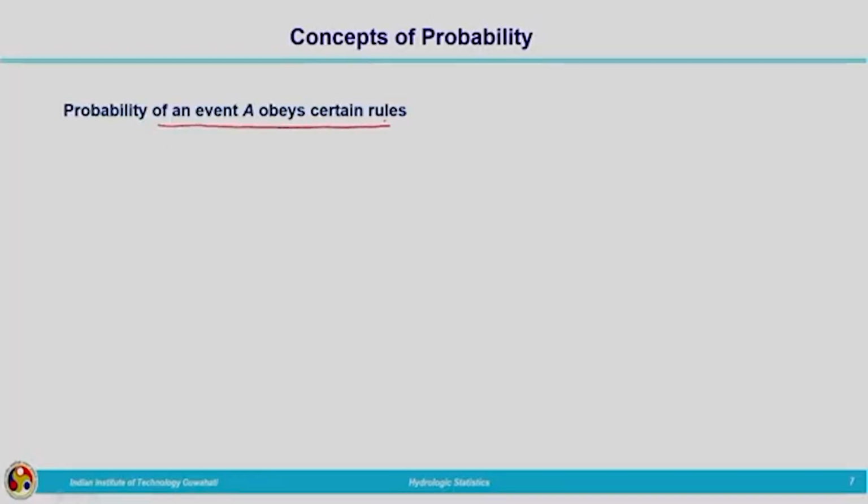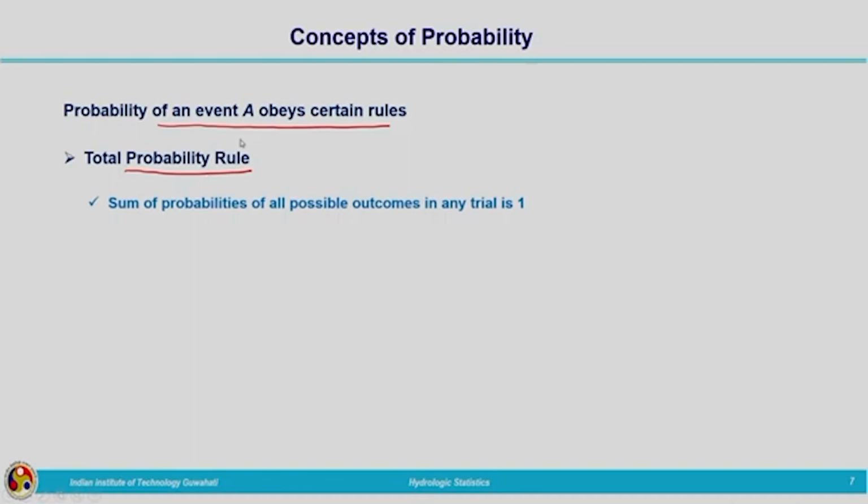Now for carrying out the analysis, we need to be thorough with the different rules of probability. Probability of an event A obeys certain rules. First one is the total probability rule. These rules you have already studied in the topic of probability. So just let me write it down. Total probability rule states that the sum of probabilities of all possible outcomes in any trial is 1. Total probability is equal to 1.